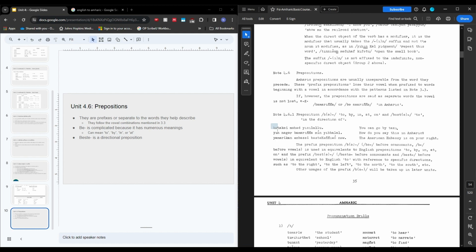Be is being attached to taxi. So using a taxi or by taxi, mehid is to go, and nichelalu is, in this case, they're talking to someone with respect, but this would also mean they can. So using a taxi to go, they can, or if you're talking to someone respectful, you can go by taxi.